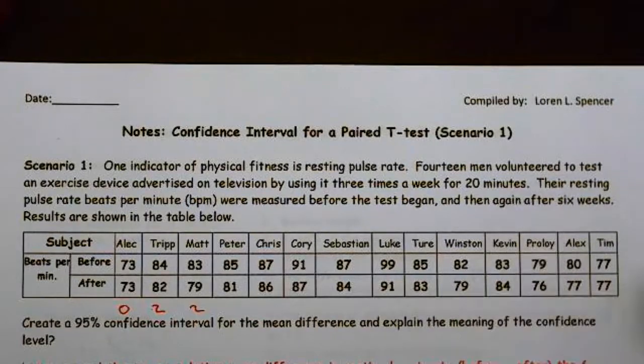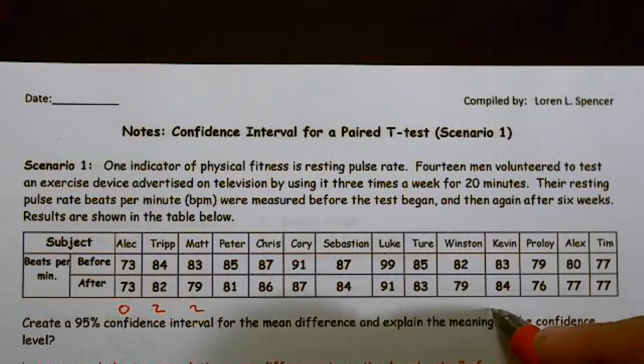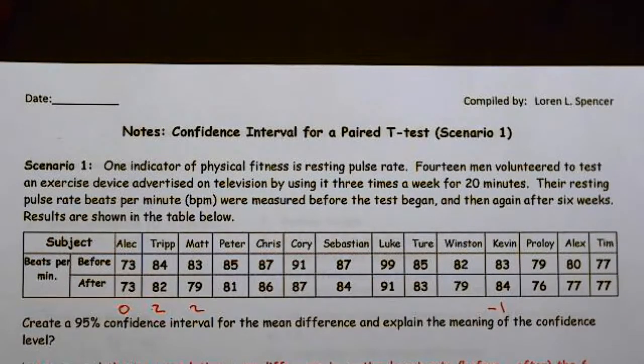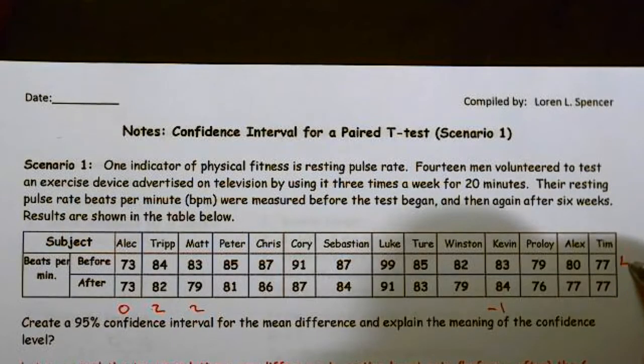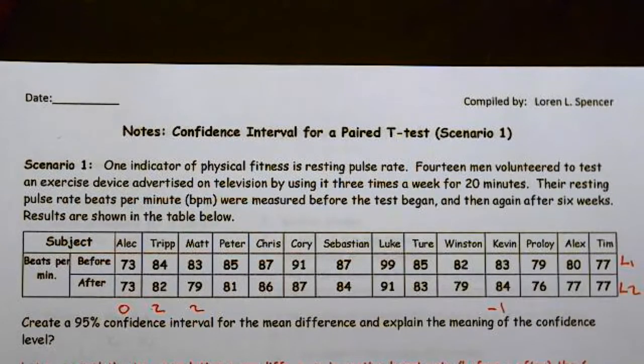And sometimes they're going to be positive, and I think somewhere along the way we have a negative. But regardless, yeah, we have a negative. Someone actually ended up being, their pulse rate was higher. But we're going to take a list of these and we're going to create a 95% confidence interval. To do that, I need to enter this data into L1 and L2. If you watch the scenario one video, the hypothesis test, you've already done this.